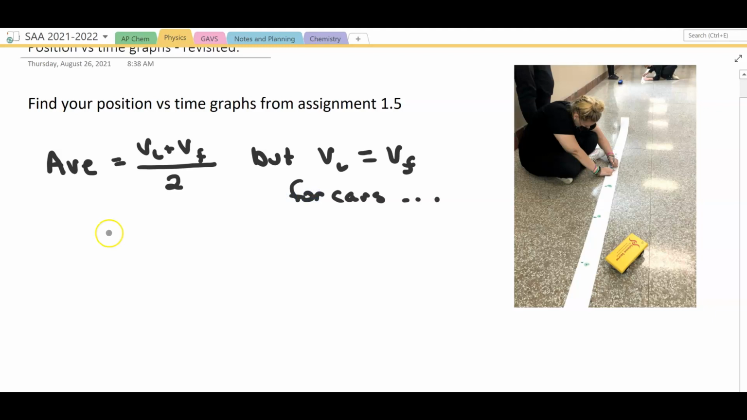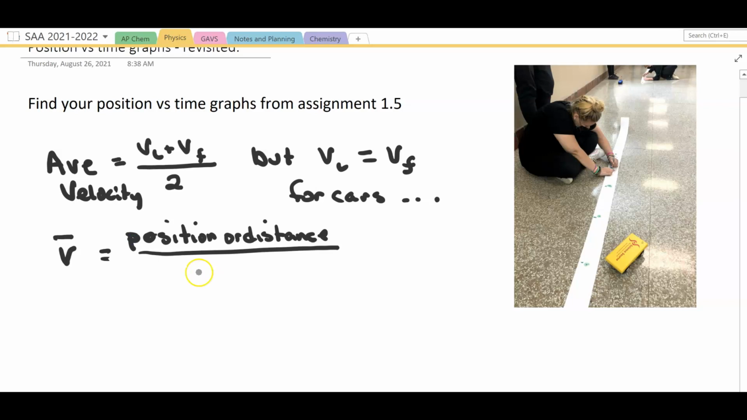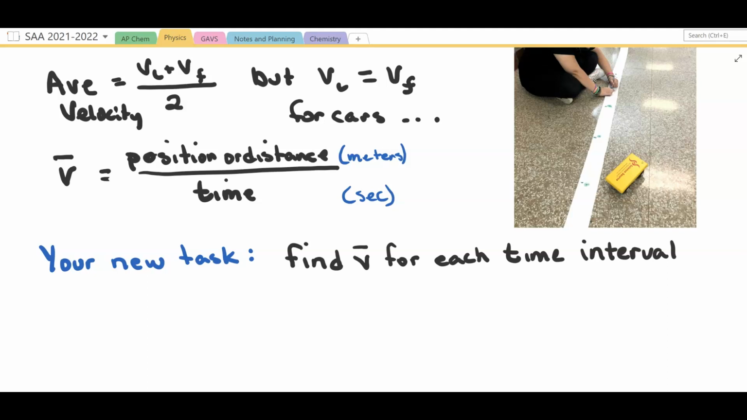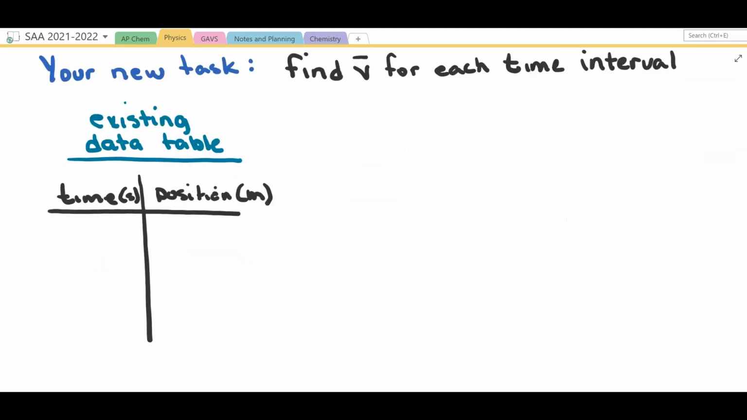That leaves us with your average velocity, which we can show as the mean, or with a line over the v, as our position or distance traveled in a ratio with time. The distance that you traveled is measured in meters, and the time unit was in seconds. Your new task will be to take this data and find the average speed or velocity for each time interval that you measured. Your existing data table might look a little like this.